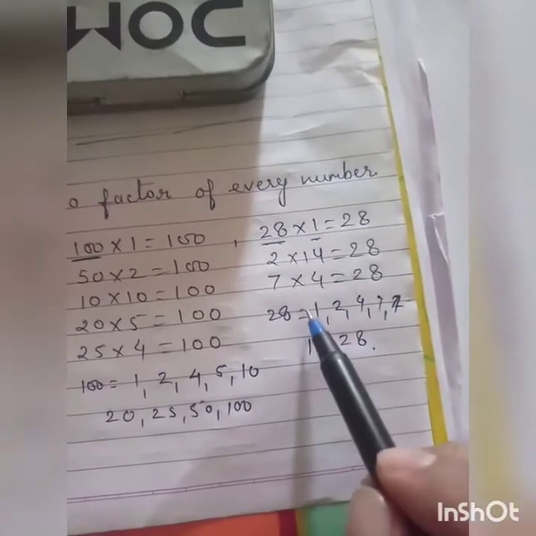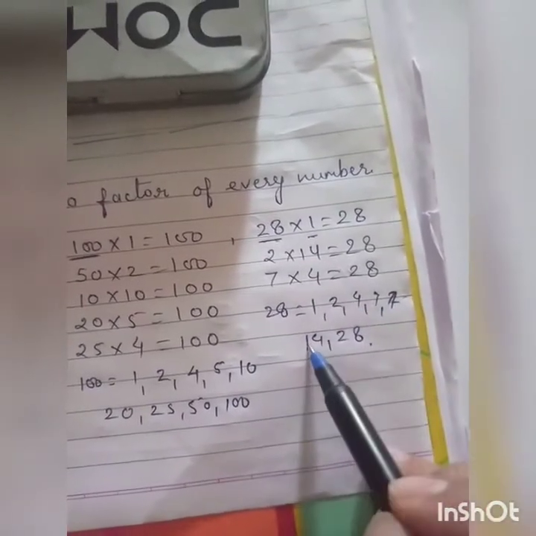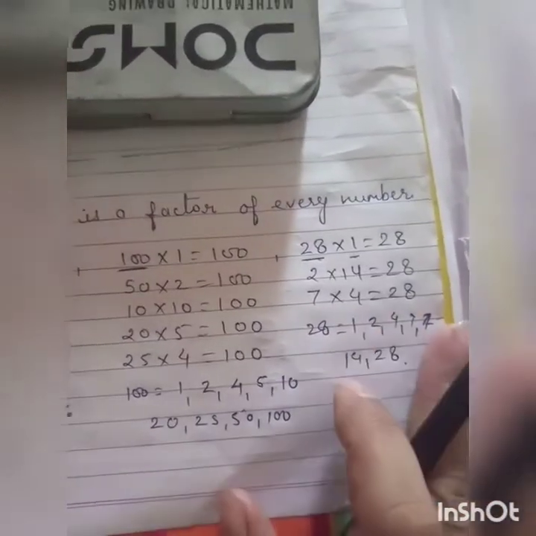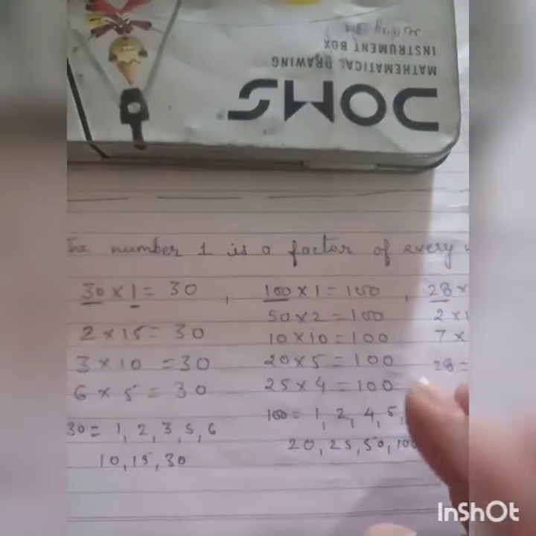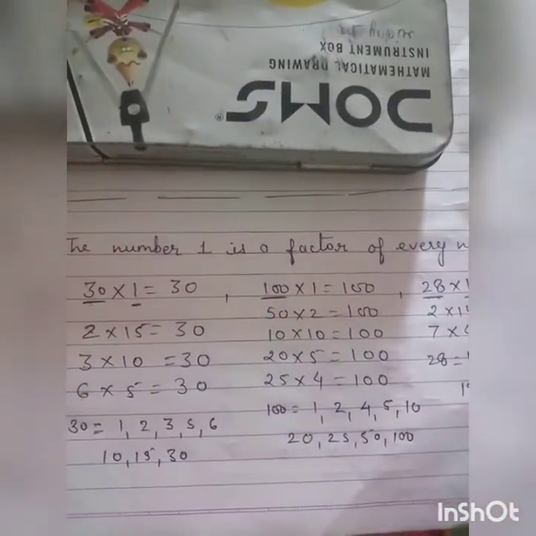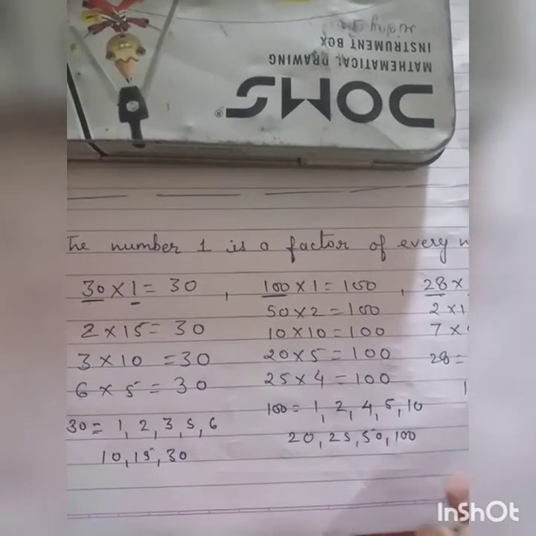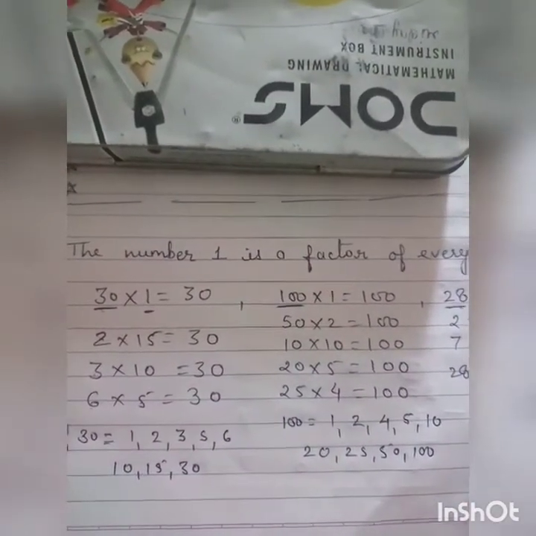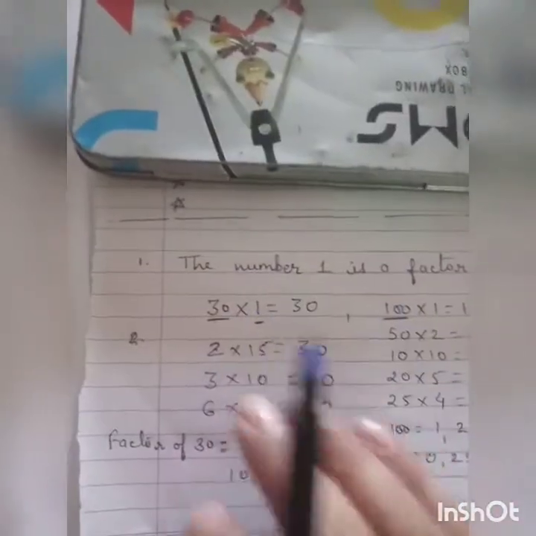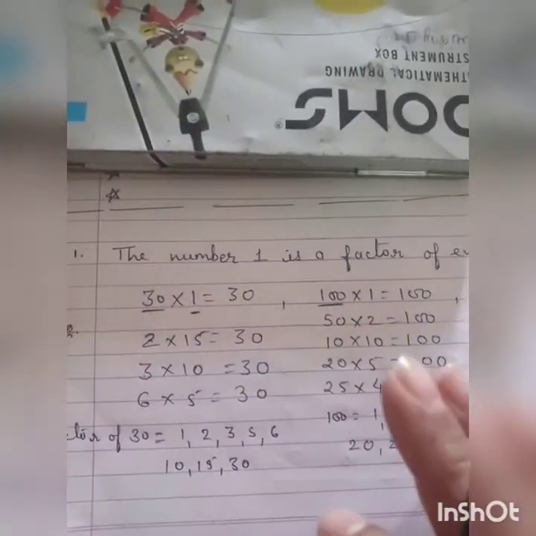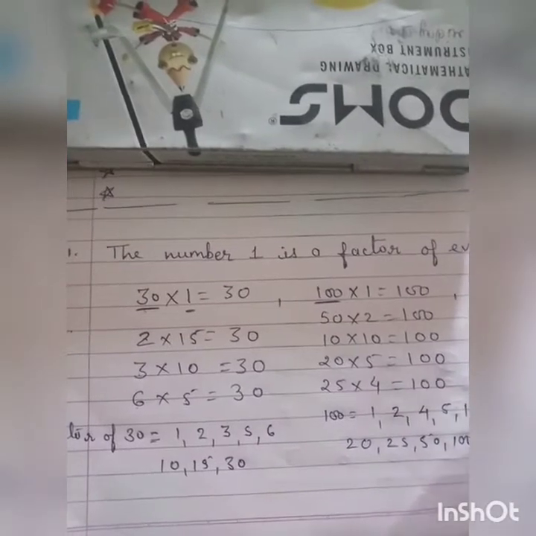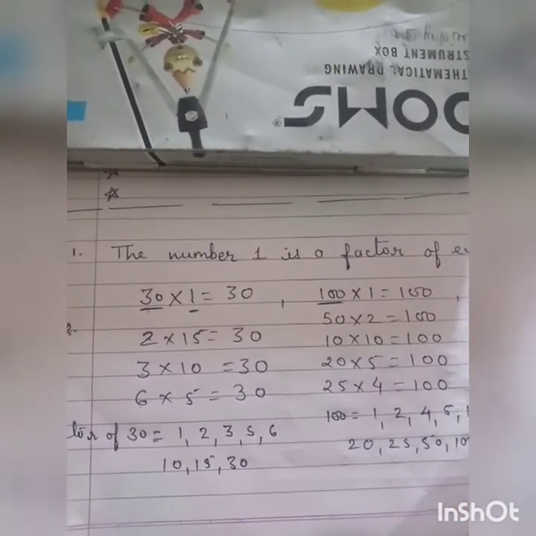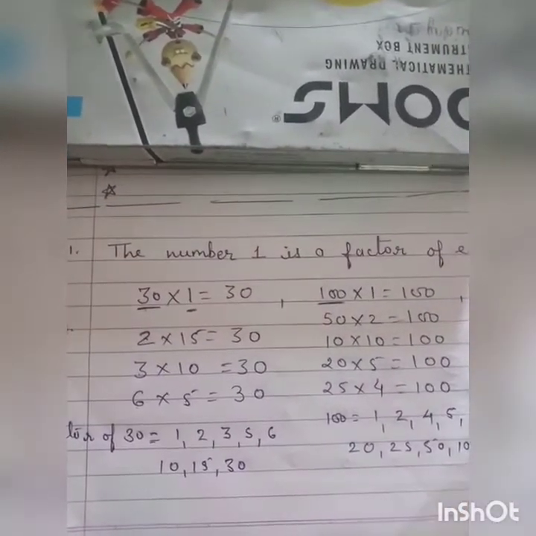28, same for 28: 1, 2, 4, 7, 14 and 28. Means to say every number has a limited number of factors. Factors cannot be unlimited for any number, right? So I hope you are all getting the properties of factors properly, and you should learn these properties well.